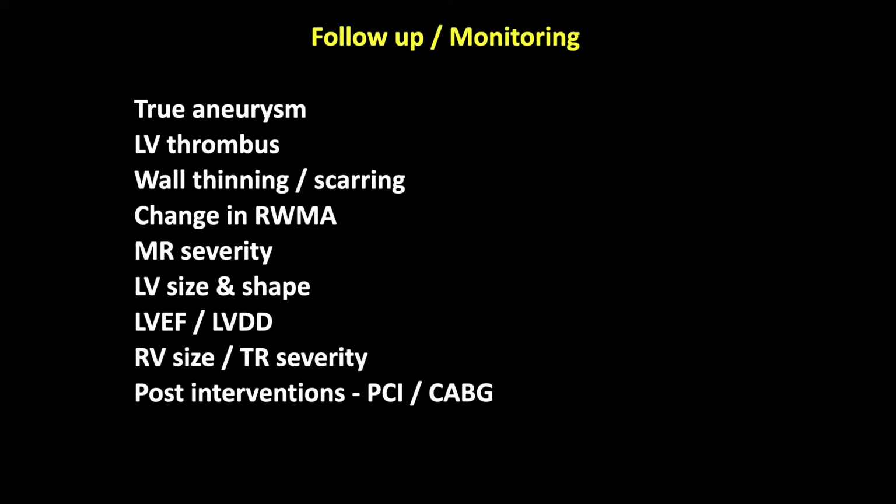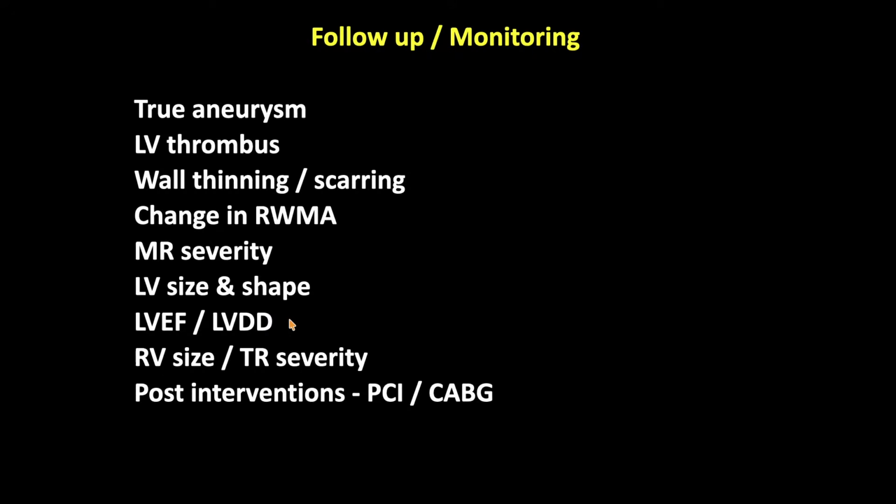And in follow-up, patients keep coming to you, so look for any previous MIs, look for true aneurysms, and whether an aneurysm has been forming. It was not there earlier, now the patient has come with an aneurysm. Look at the thrombus, whether it is there, especially in an akinetic area or an aneurysmal area. Look at wall thinning, scarring, report that. Any change in RWMA, improvement, worsening, extension, again mention it. Severity of MR, has it increased, has it improved? Good for the patient. Has it worsened? Not good for the patient.